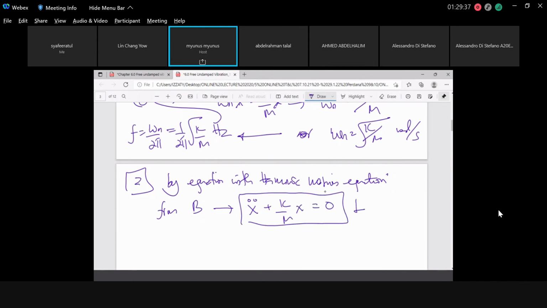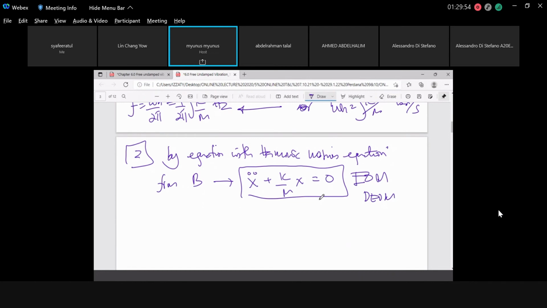This is the equation of motion. Some would call this one the differential equation of motion. Both mean the same thing. Some call it equation of motion, some call it differential equation of motion. This one gives you the same meaning. Are you still with me, class? I don't know whether you follow me or not. Yes, Nazifa. Thank you, Nazifa.